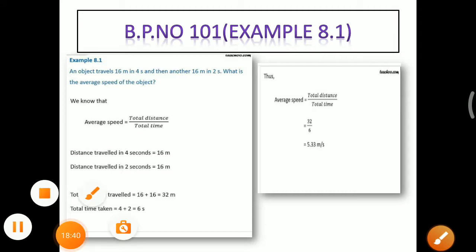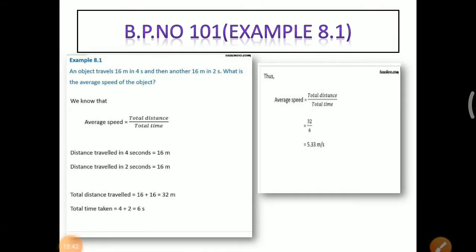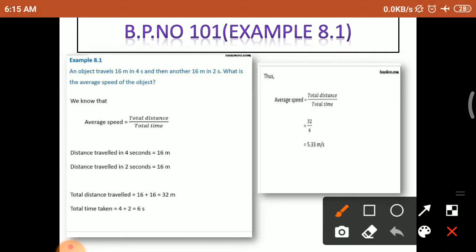The first numerical problem. See, an object travels 16 meter in 4 seconds. So if you take an object, that object traveled 16 meter in 4 seconds. And then 16 meter in 2 seconds. Again it travels 16 meter, but it takes a time of 2 seconds. What is the average speed of the object?